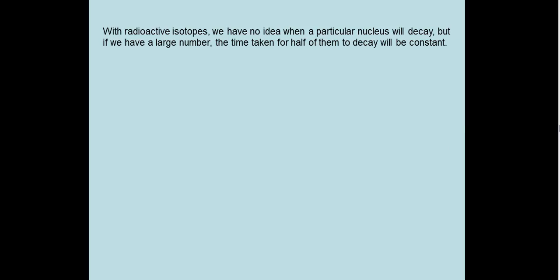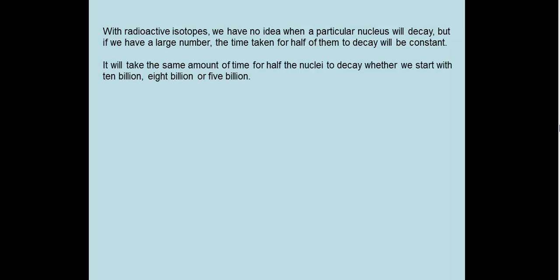With radioactive isotopes, we've no idea when a particular nucleus will decay, but if we have a large number, the time taken for half of them to decay will be constant. It will take the same amount of time for half the nuclei to decay, whether we start with 10 billion, 8 billion or 5 billion. The half-life is the time taken for half the unstable nuclei to decay.